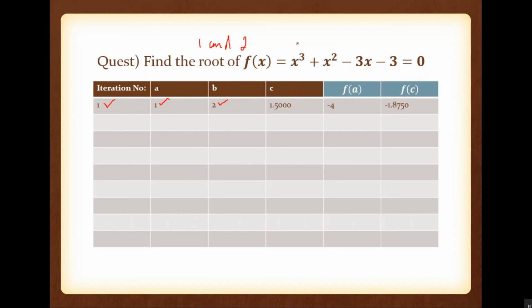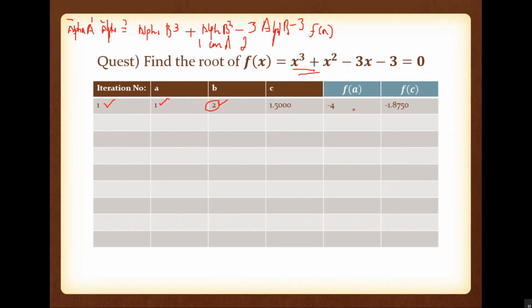How to check that? Calculate f(A). You can see that f(A) is equal to minus 4, that is 1 cube plus 1 square minus 3 minus 3, so that is minus 4. You can see that f(A) is minus 4 and f(B) is plus 3, which means f(A) and f(B) have opposite signs, so the given initial conditions are valid. Now find C. C is equal to (A plus B) by 2, that is (1 plus 2) divided by 2, that is 1.5.